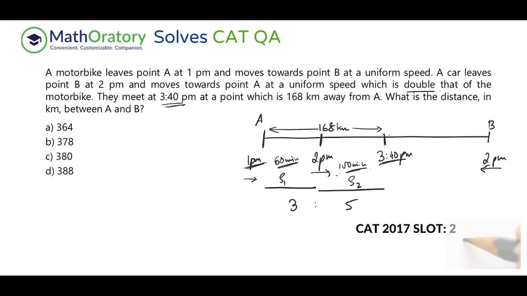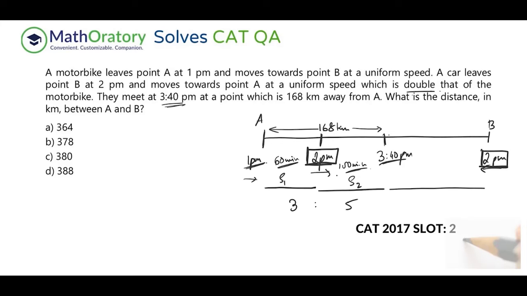We can immediately incorporate this 168, but I'll do it in the last stage. Okay, now the segment three. What we know is the motorbike was at this point at 2 p.m. and the car started from B at 2 p.m., right? Now, after this, the car and the motorbike were traveling with a speed ratio of 2:1. So, car being 2, motorbike being 1.